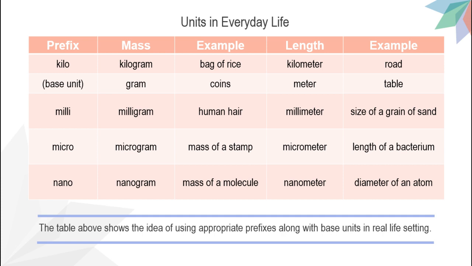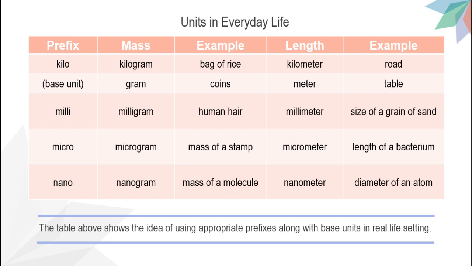Okay? Then milli or milligram, a human hair. Millimeter, the size of a grain of sand. Micro, this is very small already. As we said earlier, micro is 1 millionth. So it is very small. Microgram, for example, is used for the mass of a stamp. Just imagine how light a stamp is. Micrometer, the length of a bacterium. When we say bacterium, it cannot be seen by our naked eye already.